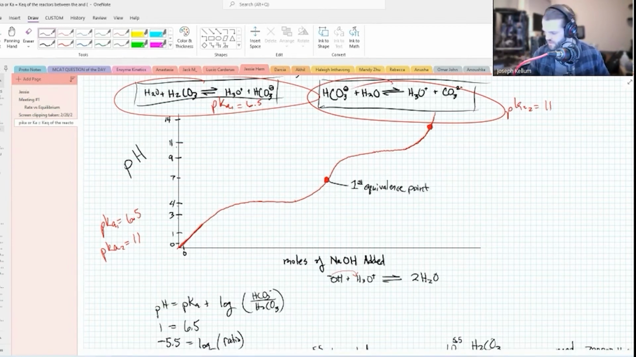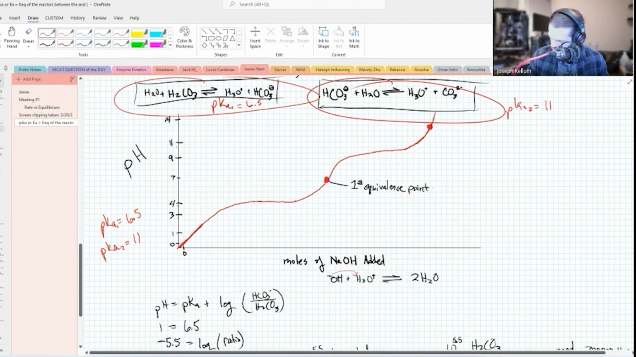So the equivalence point says moles of NaOH added, and we could also put it as a ratio, divided by moles of H2CO3 present, equals 1.